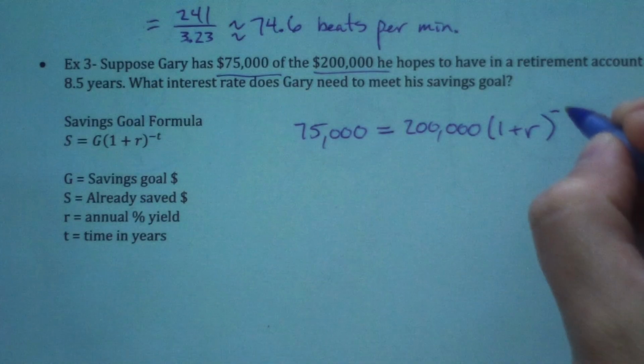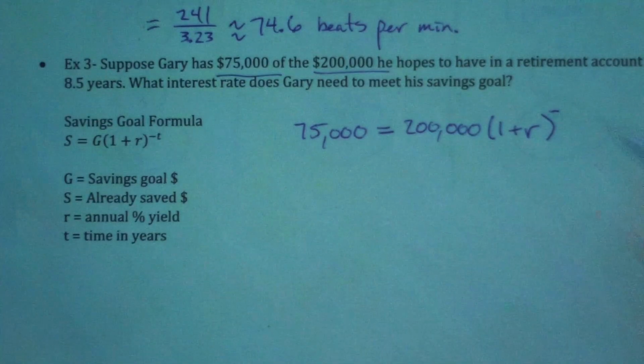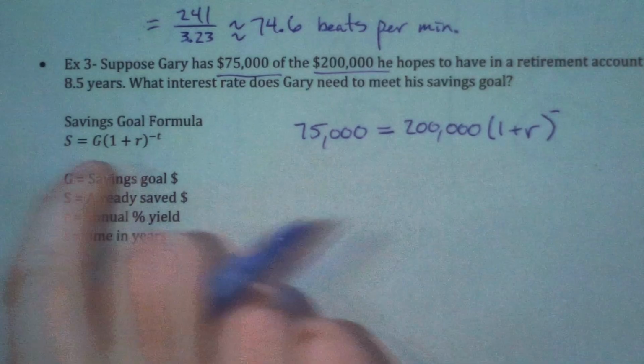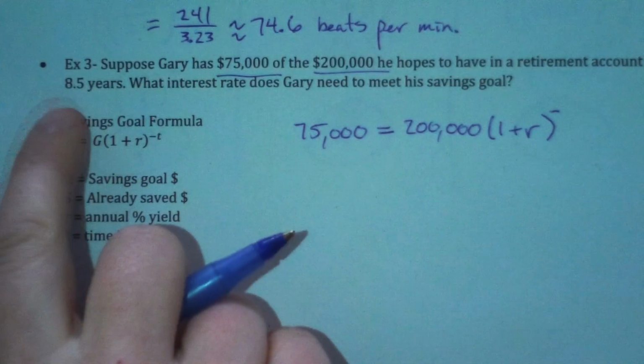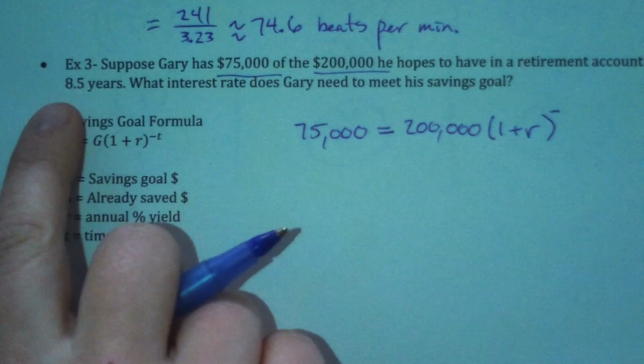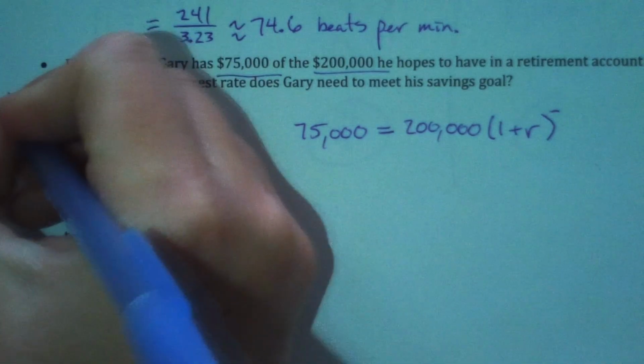And I just know that because you can pull 25 out of each of those and get it down to 3/8. That might be easier for our fraction stuff here. It's equal to, okay, so all that stuff's gone. So we just have 1 plus R to the power of that negative 17 over 2.